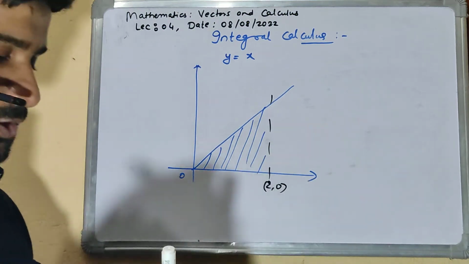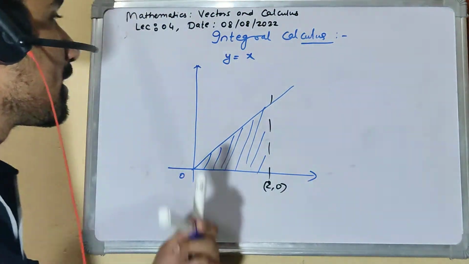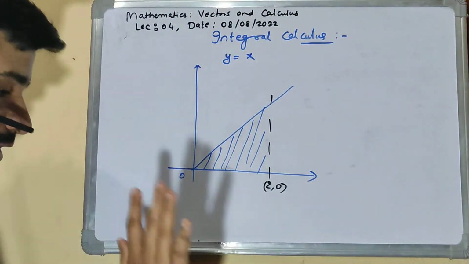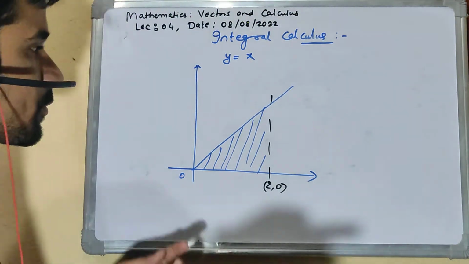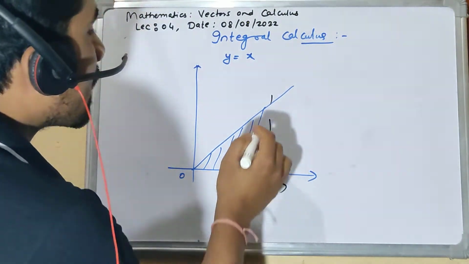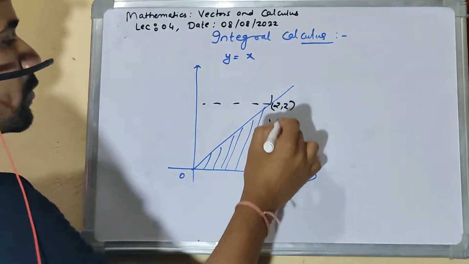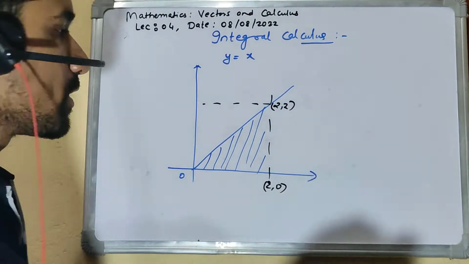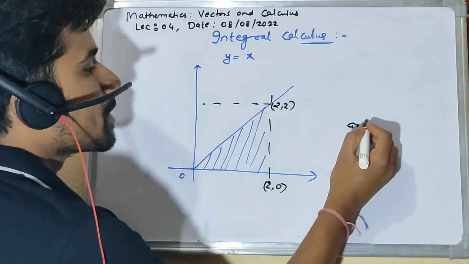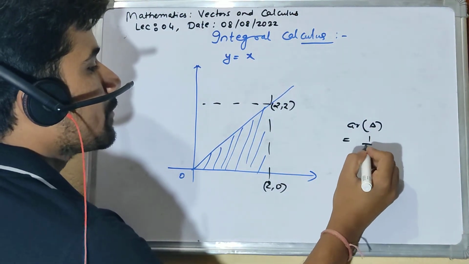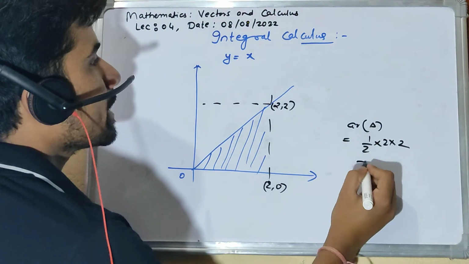What I need to do is go for integration of this function from 0 to 2. But since this is a very simple curve, I can also calculate the area via analytical terms, which is half into base into height. So the area of this particular triangle will be nothing but half into 2 into 2, which is 2.